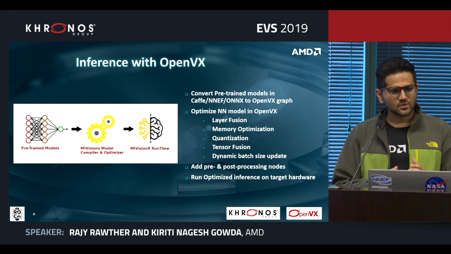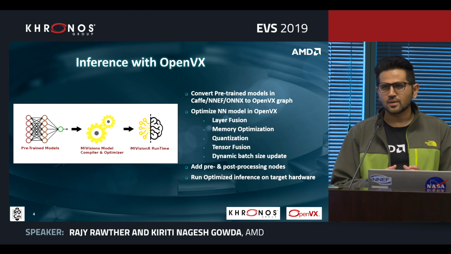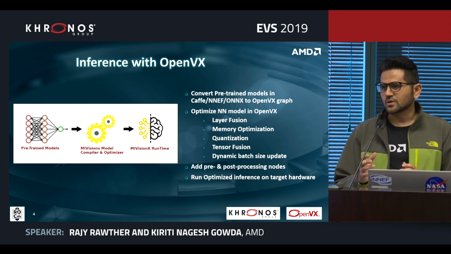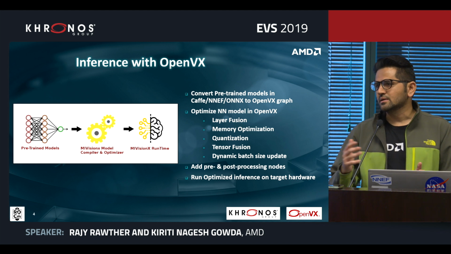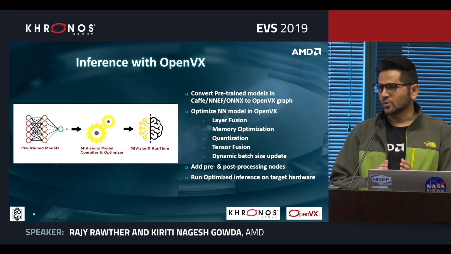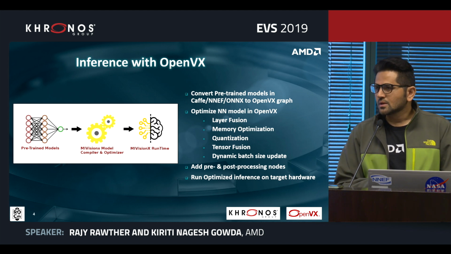While we're doing that conversion, we do layer fusion and memory optimizations, and then we do quantization if you need it, like if you have a model which is FP32 and you want to run FP16, so we do that. And in the future, we want to support an int8 option too.